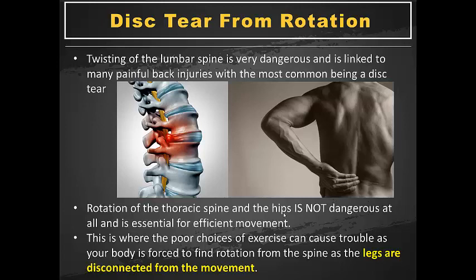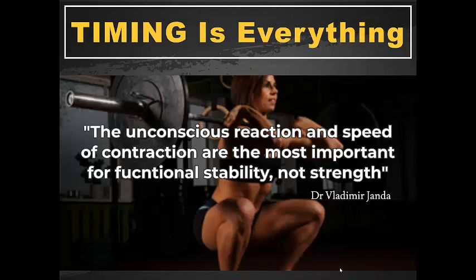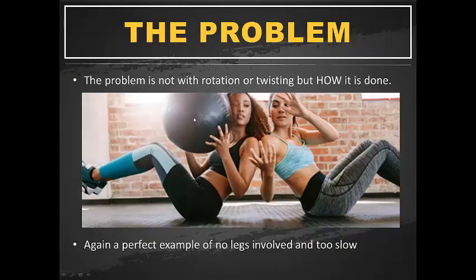So you won't even be able to walk and run, because there's some element of rotation needed to do that. So the problem is not with rotation, it's with how it's done, and usually it's when it's done poorly without incorporating the legs, and the legs are disconnected from the movement and the timing's wrong. Usually it's too slow. So I'll put here, timing's everything, and a great quote here from Vladimir Janda: the unconscious reaction and speed of contraction are the most important for functional stability, not their strength. And this is the most important thing to understand with abdominals. So the problem's not with rotation, but more of how it's done.